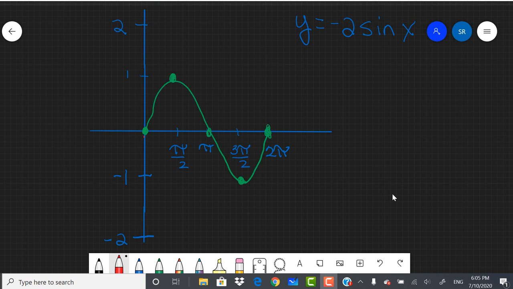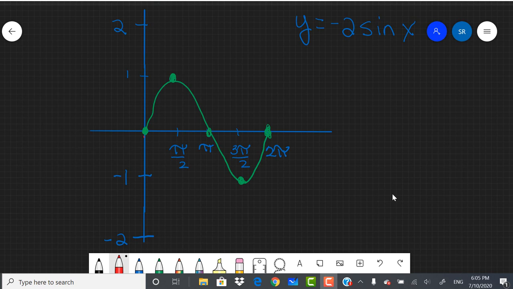Okay, in this video, I'm going to show you how to graph y equals -2 sine x. Hopefully you watched the previous videos because that'll help make this make a little bit more sense. So on my graph right now, I have y equals sine x. So that is without the -2 in the front.